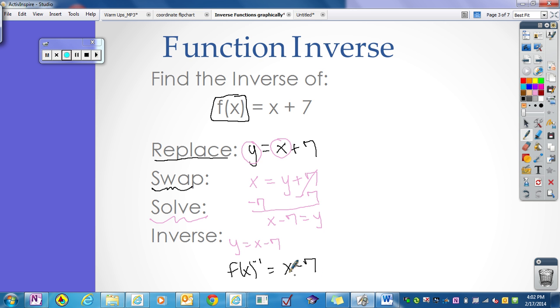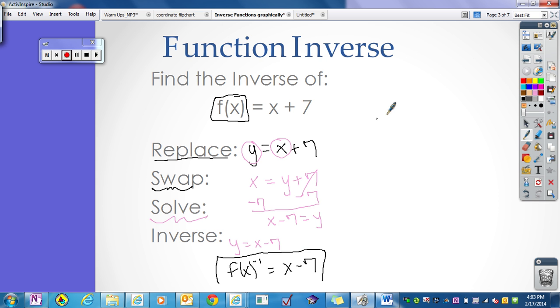So to recap what we did: we replaced f(x) with y, so we had y = x + 7. But to be the inverse, my x and y have to switch, so we switched x and y. I need to solve for y because when we look at graphing things on a coordinate plane, we've always got it as y =. So to get y by itself, we had to subtract 7 on both sides. On the left side we had x - 7, and on the right side we just had y. So y = x - 7. Now we go back to our f(x) notation, so the inverse of f(x) is x - 7.